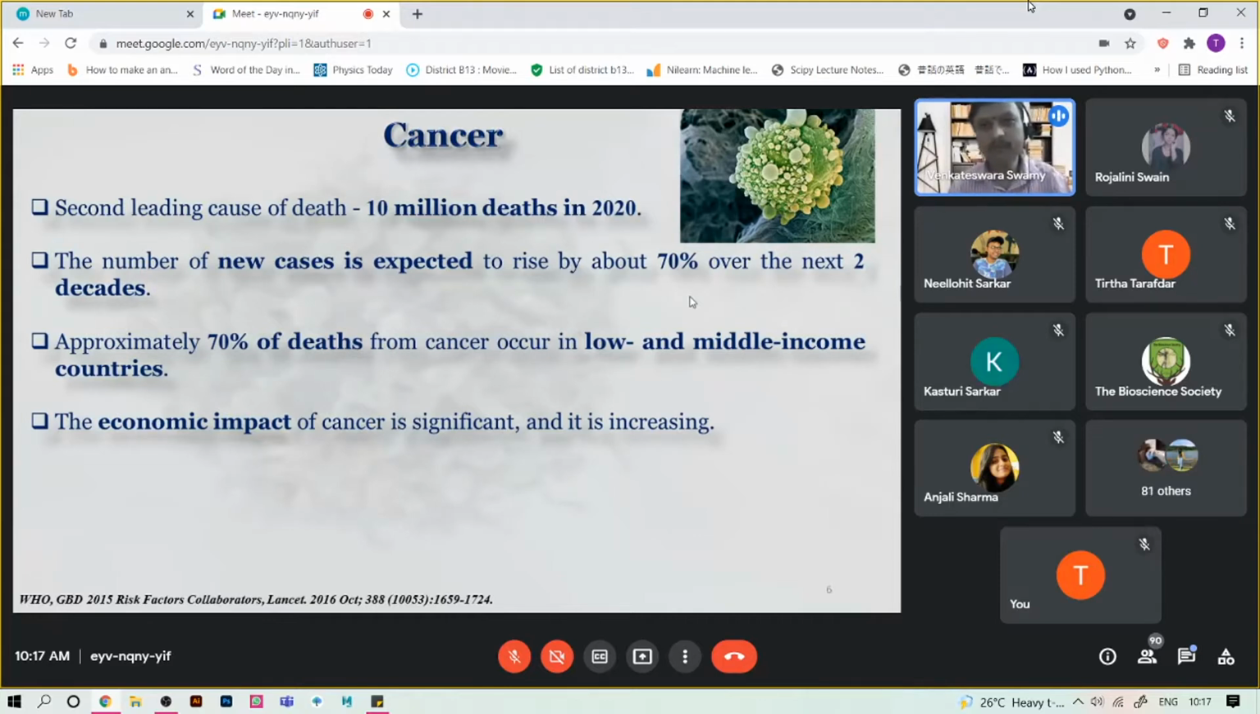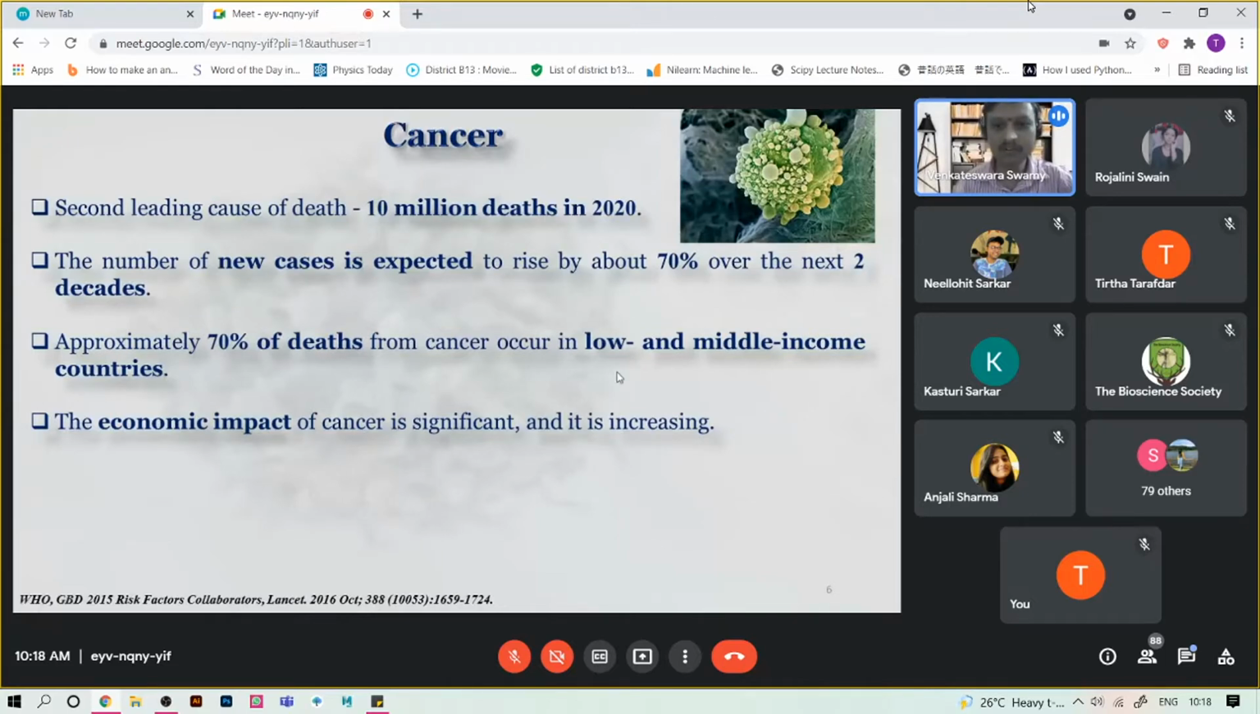Now, currently some biomarkers have been identified so that we can identify some of the cancer types. The economic impact of cancer is also increasing significantly, much more than other diseases. Here we can also see the 70% figure: 70% of cases may increase in the next 2 decades, and 70% of deaths from cancer occur in low and middle income countries.